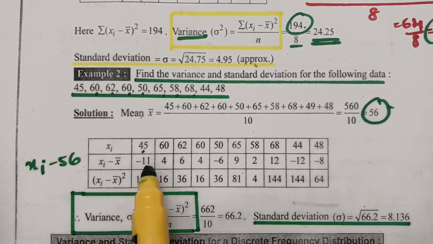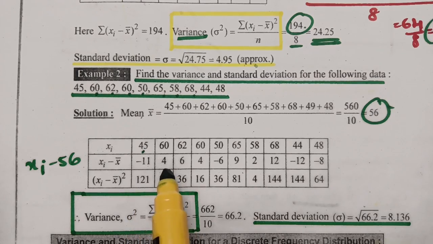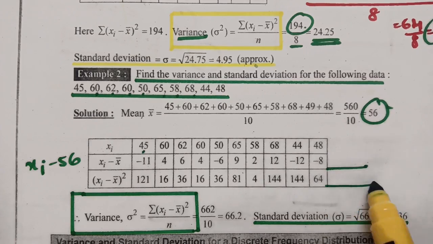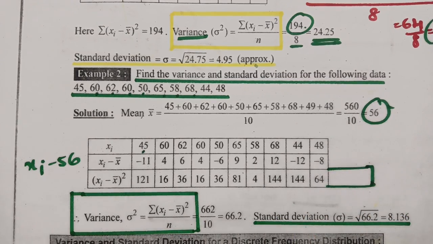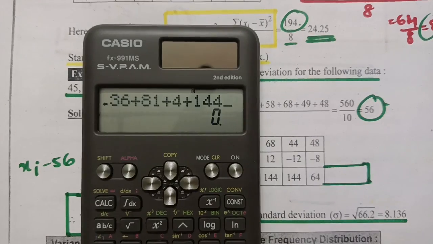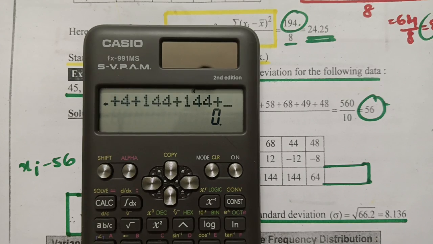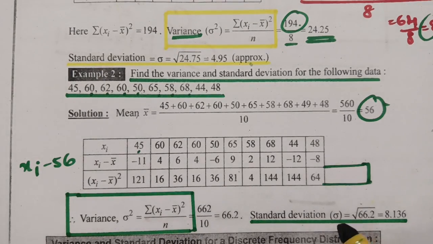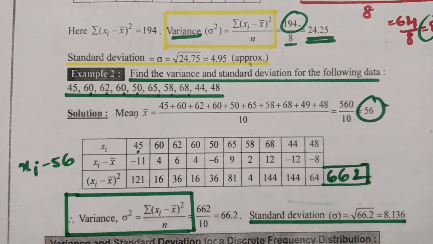And now we have to make squares out of these. 11 squared is 121, and 4 squared, 6 squared, 4 squared, and again. And now we have to add all these values. So if I add all these values, see what happens here. This is 121 plus 16 plus 36 plus 16 plus again 36 plus 4 plus 144 plus again 144 plus 64. The value is 662. See here, after addition we got 662 as a value.